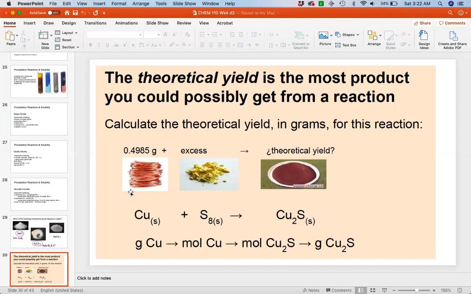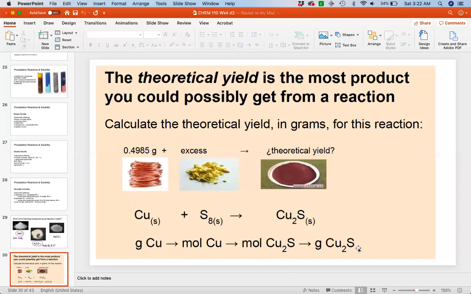So if we think about calculating the theoretical yield in grams for a reaction, let's say that we had 0.4985 grams of copper, we had excess sulfur, and we're wondering how much copper sulfide we would get. The process we would use is to convert our grams of copper to moles of copper. And then we would use the mole ratio of our balanced equation to find the moles of copper sulfide. And then we could find the grams of copper sulfide from that.